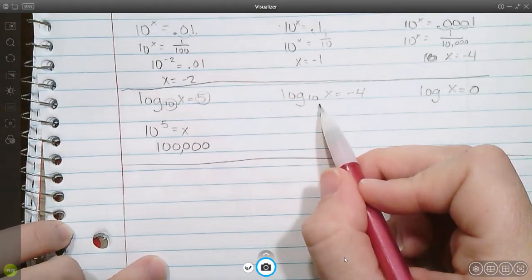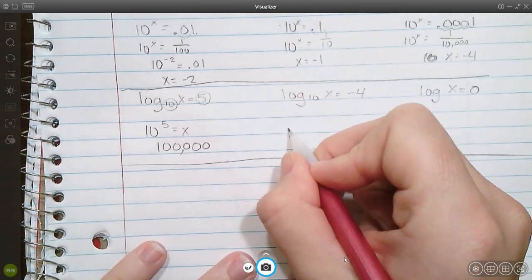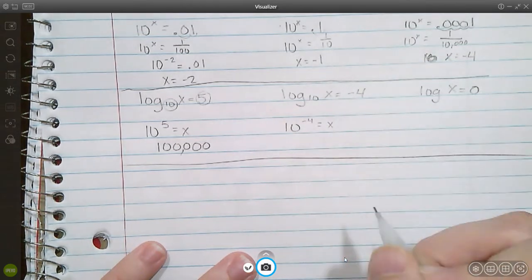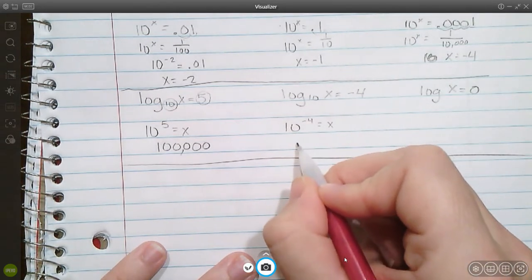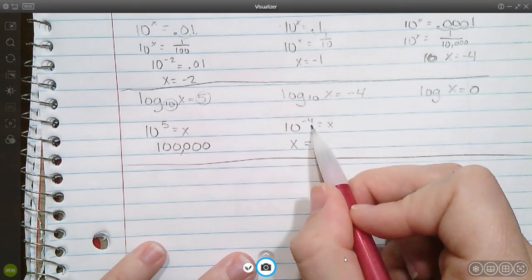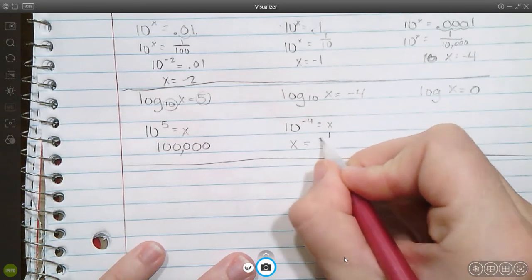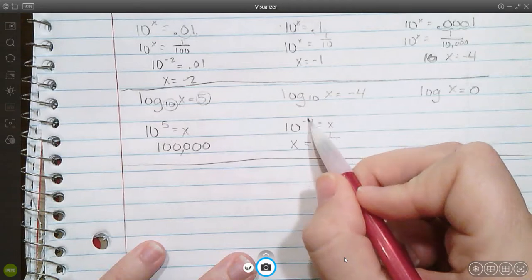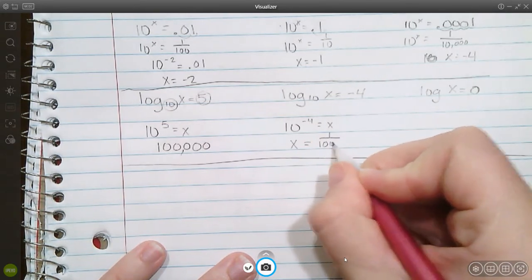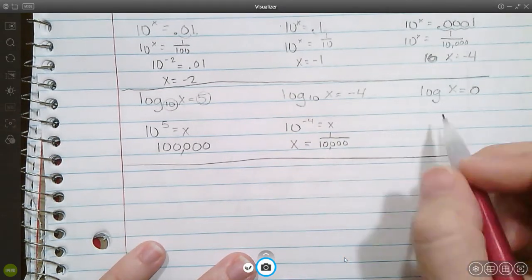Okay, so then we have log base 10 of x equals -4. So that would be 10 to the -4 equals x. And then, based on our examples up here again, negative means we're going to turn it into a fraction. So 1 over 10 to the 4th. And if you have to the 4th, that's going to be 4 zeros, sorry. So to the 4th means 4 zeros. So that would be 1 over 10,000.